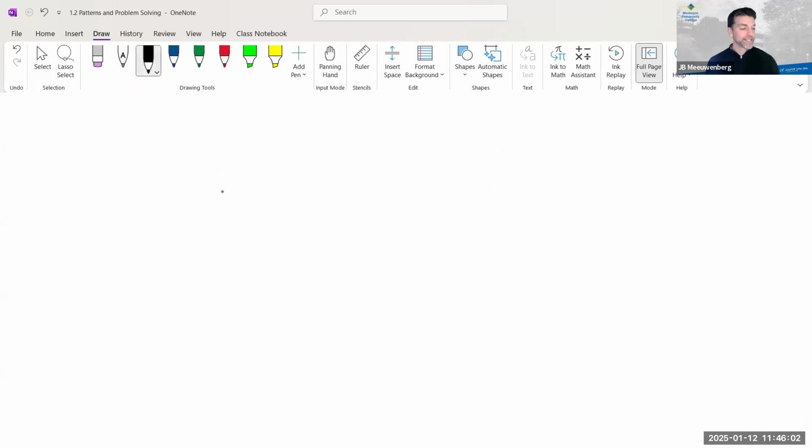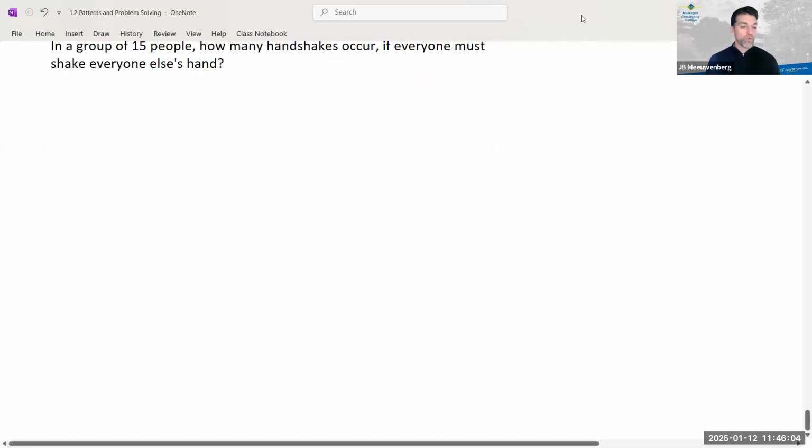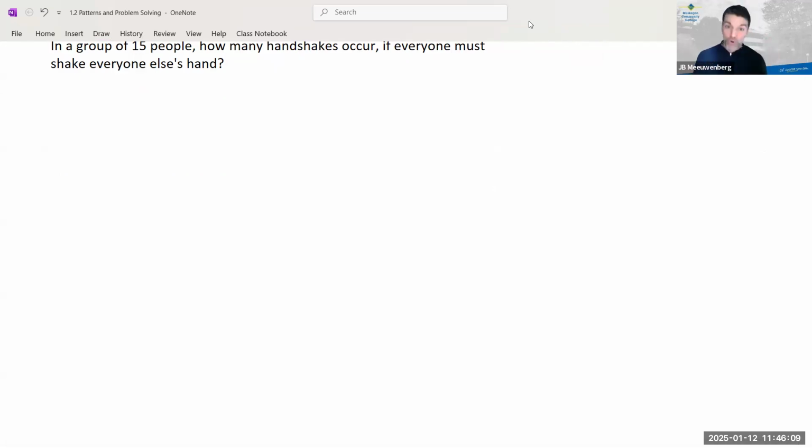I'll start the process. What we might do is start with smaller numbers first. Let's look at some smaller groups, right? Let's start with easier numbers. And pictures are going to help us in this process. So let's just say there's one person in a room. I'm representing that person with a dot. How many handshakes occur when there is just one person? 0 handshakes occur. Okay. What if we have 2 people in a room? There's a person and there's a person.